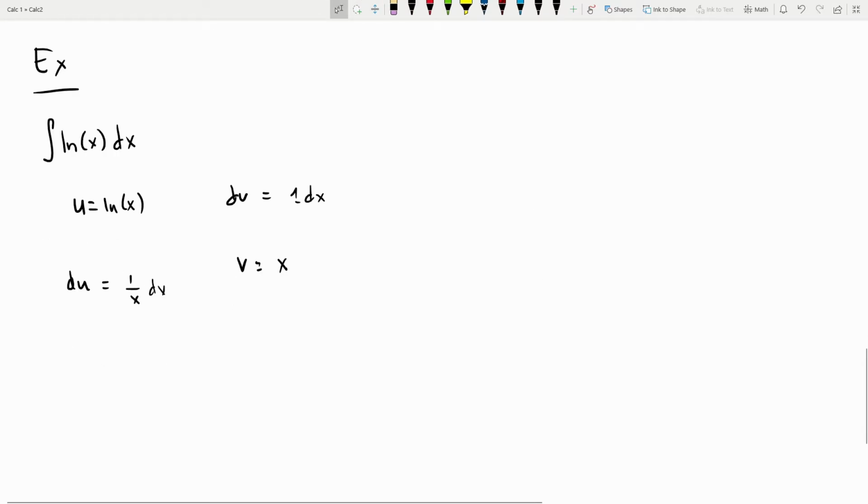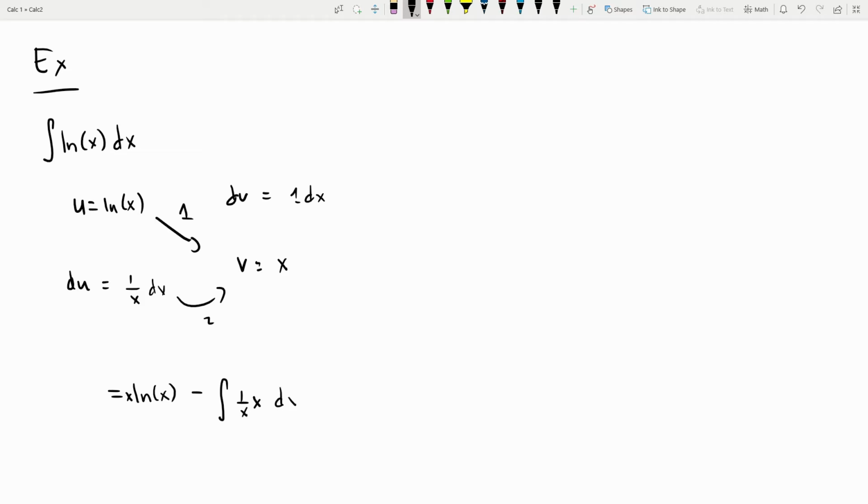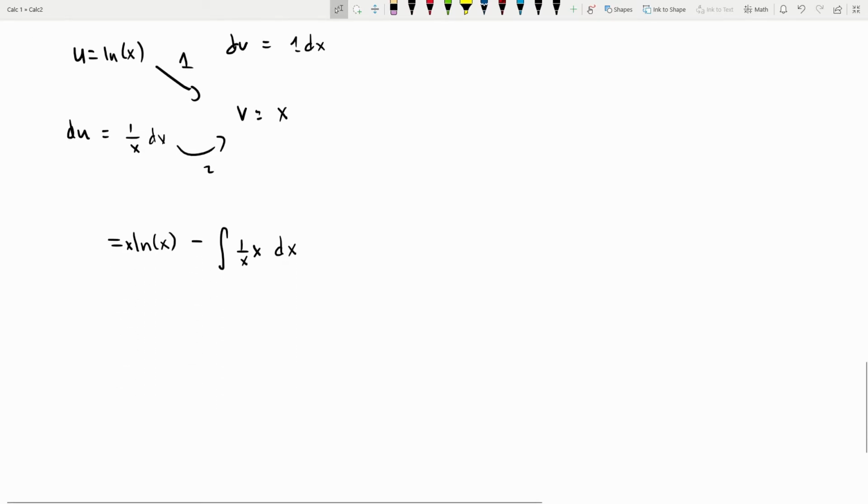We have the 4 things set up, and again, this is going to be step number 1, and this is going to be step number 2. So we're going to slap u and v together, and we're going to get that the integral equals u times v, and then minus the integral of the second step, which is 1 over x times x dx. And we can see how this simplifies already. These x's will cross out. I'll mark it in green so we can see what we're talking about.